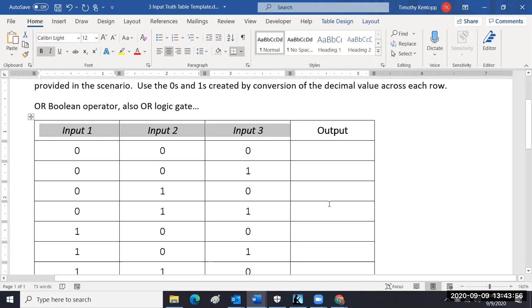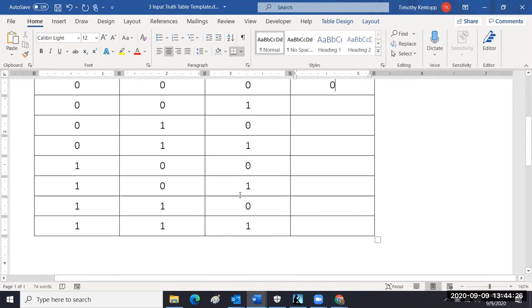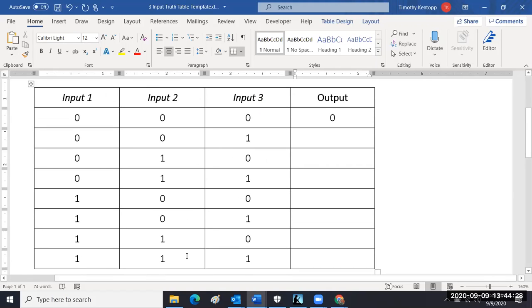Any questions? Let's fill out the outputs for the OR Boolean operator on a software level, or the OR logic gate on a hardware level, with 3 wires going in and only 1 wire coming out instead of 2 inputs. What's my output here for the first case? 0. Why? Because you have 3 zero inputs. You don't have any of them. 1 is not, 2 is not, and 3 is not. What about the rest? Look at all the rest. They're all 1s.